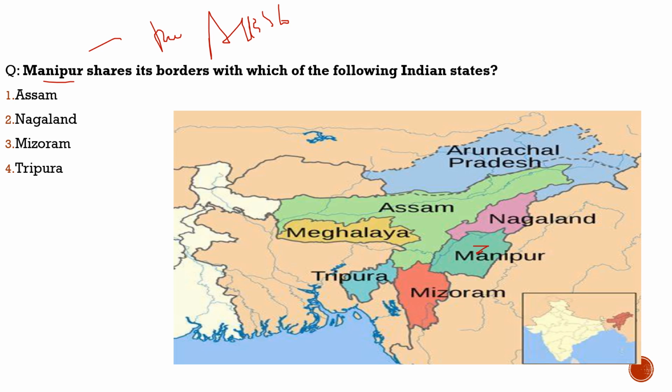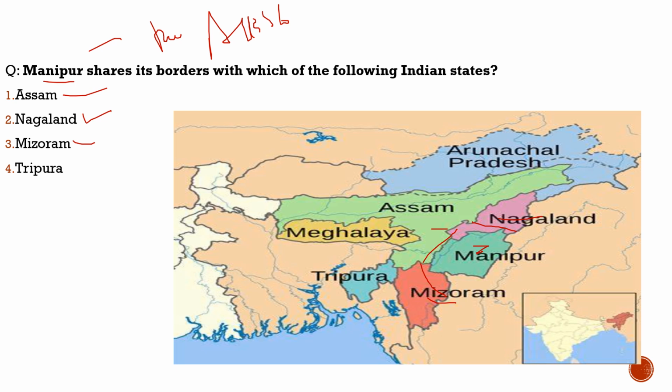Here we can see Manipur. It shares a border with Nagaland, 100% correct. Is Nagaland in the option? 100% correct. To the south, it shares a border with Mizoram. Is Mizoram there? 100% correct. Then it shares a border with Assam, 100% correct. It shares a border with Assam, with Nagaland, and with Mizoram. So these are the only three states with which Manipur shares its border.